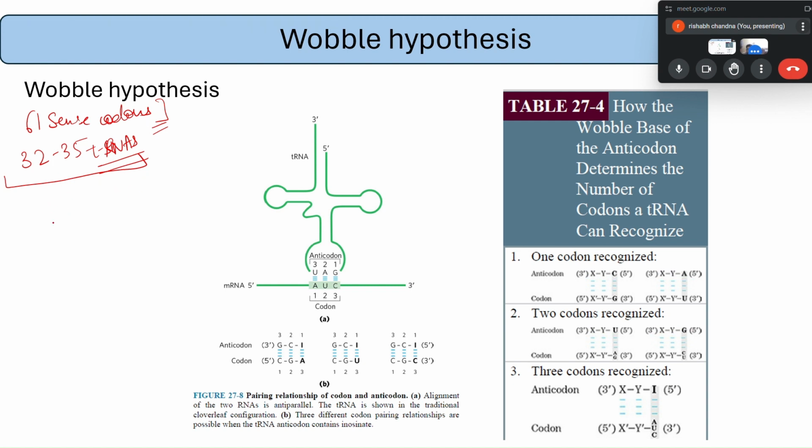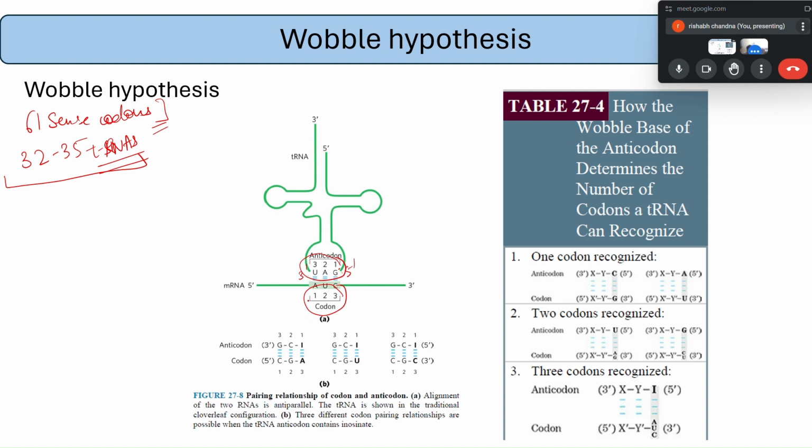As we can see here, this is the anticodon loop that recognizes the codon on the mRNA. Okay, so this recognition is reverse in direction. For example, the mRNA is 5 prime to 3 prime, and the binding is also 5 prime to 3 prime as per the tRNA. Okay, so this is 5 prime and this is 3 prime.